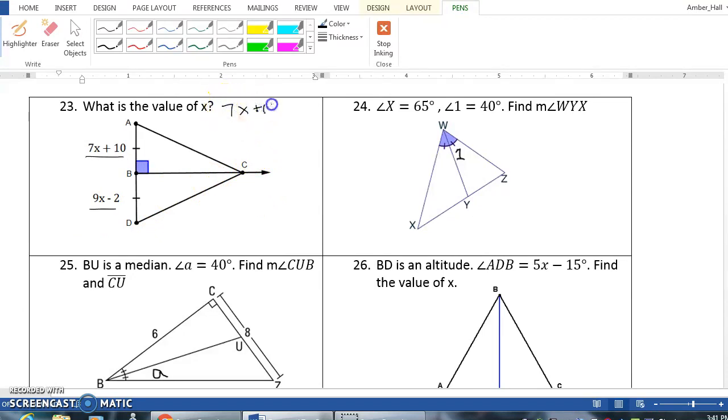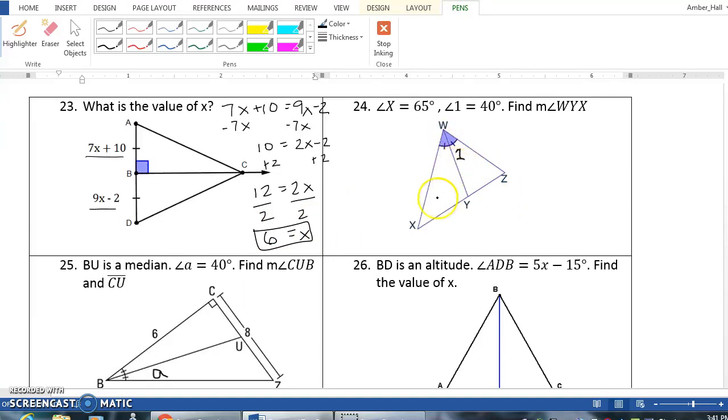7x plus 10 equals 9x minus 2. Solve for x. I'm going to subtract 7x from both sides. 10 equals 2x minus 2. Add 2 to both sides. 12 equals 2x. Divide both sides by 2. 6 equals x.